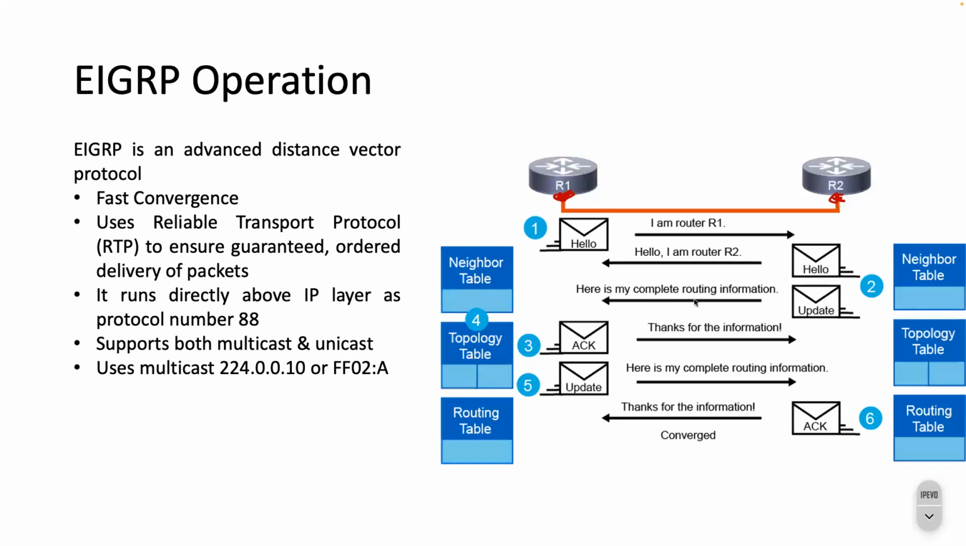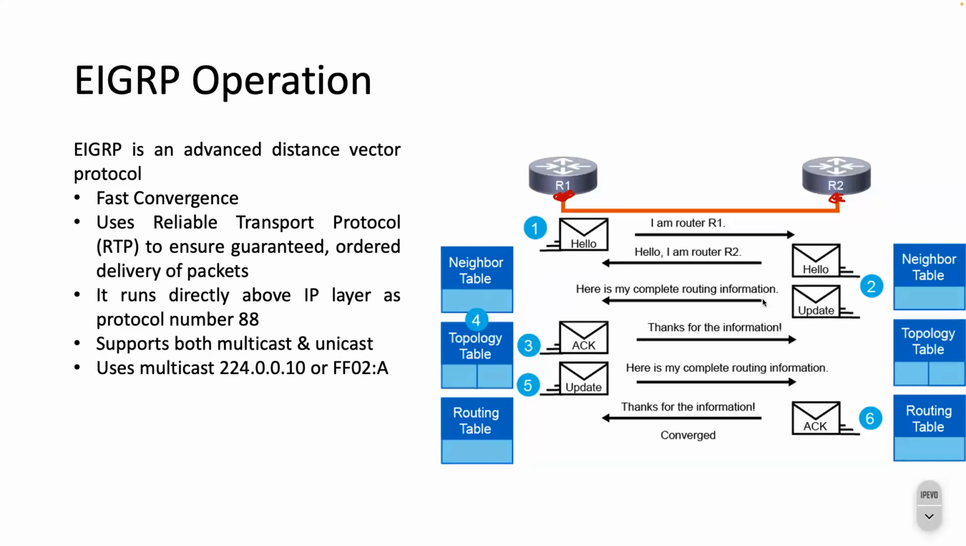They will exchange your routing information in the form of update packets, and each update packet will be acknowledged back also. This is a reliable protocol. RTP, as you will also hear, is the reliable transport protocol, in which delivery of packets is guaranteed and ordered. Basically, they have a sequence number with which they maintain the ordering, and the guaranteed delivery is maintained using these acknowledgement packets.